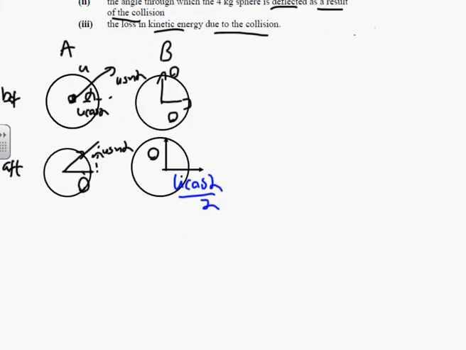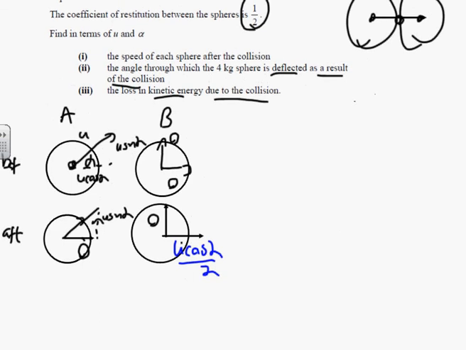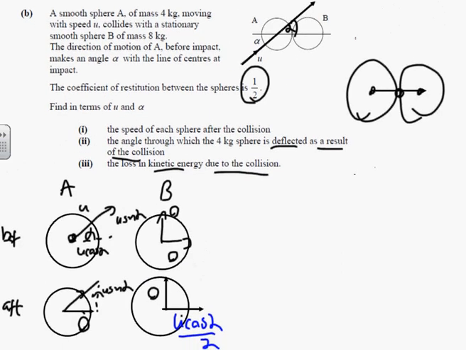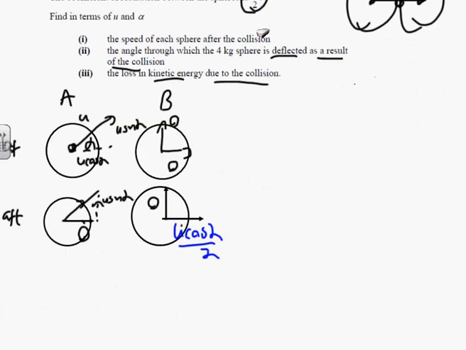the angle of deflection, isn't it? The angle through which the 4 kilogram sphere is deflected as a result of the collision. What is it deflected? Before, it was going up at angle alpha. Everybody agreed with that? This direction here. Afterwards, it's only going directly upwards. So the black line is before, this is after.